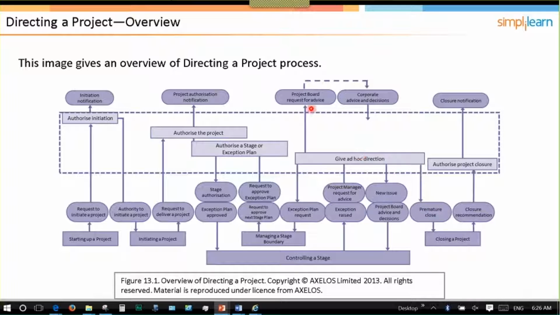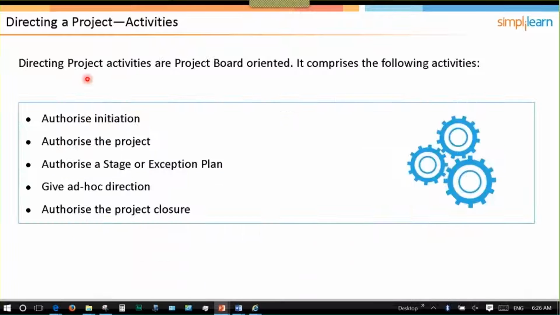The board similarly, in directing a project, can request advice from the program or corporate level, and they can give advice back. When the project is closed, the board is notified, or sorry, the program level is notified, the program board. So the activities related to directing a project are to authorize initiation, authorize the project, authorize a stage or exception plan, and to give ad hoc direction, and then authorize project closure.